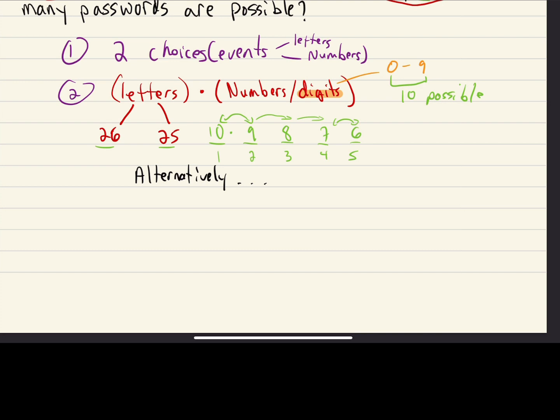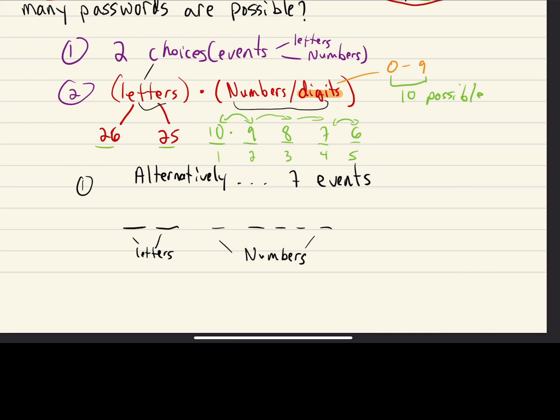Now, alternatively, we could have also said that there were 7 events. If we go back to step 1, because some people might have approached it this way, and that's totally fine, that there were 7 events, 2 events of which have to be letters, and then the remaining 5 have to be numbers. And that would have worked out the same way anyway. All we did here was, in the original way, we just expanded each of these events or choices as follows. But if you did it like this as 7 events, and you find that's easier to understand, then by all means that works as well.